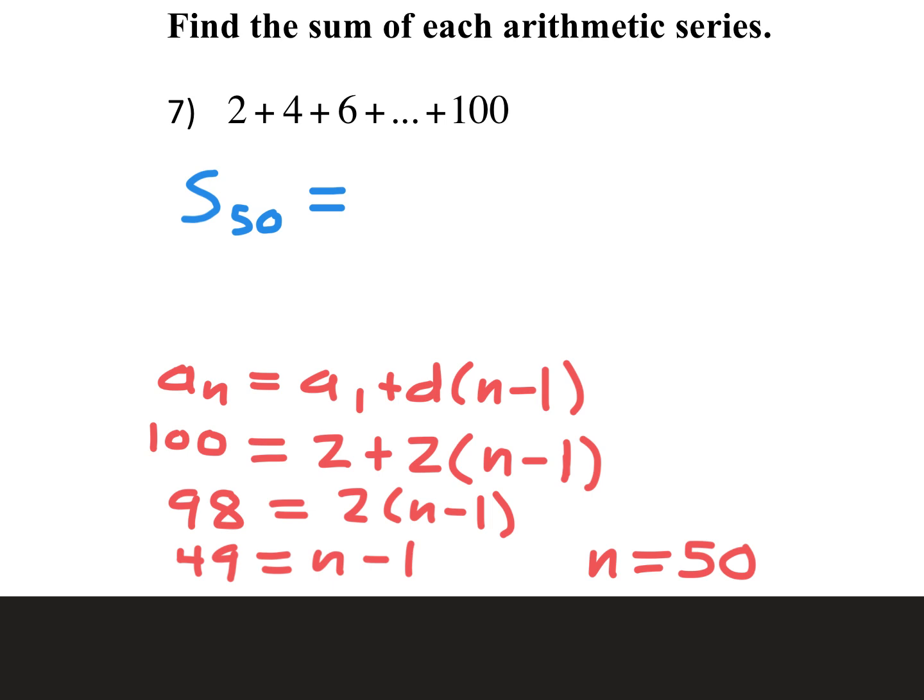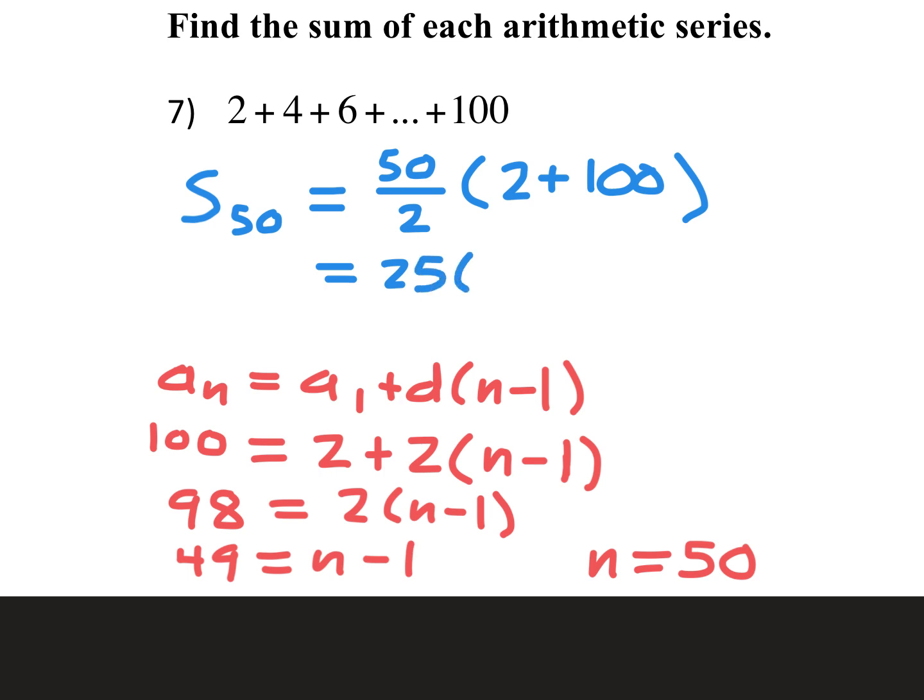So S50 equals, well, how many pairs of numbers are there? If there are 50 numbers, that means there are 25 pairs of numbers. And what does each pair add up to? Each pair adds up to what A1, the first term, and the last term add up to. So this ends up being 25 times 102. 25 times 100 is 2,500. So then 25 times 102 should be 2,500 plus 50.